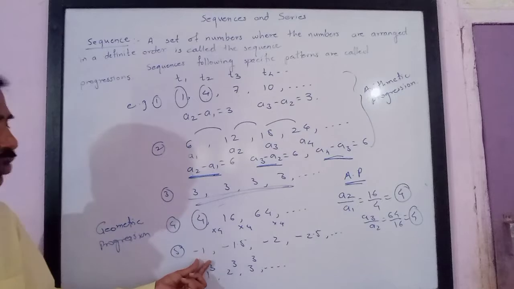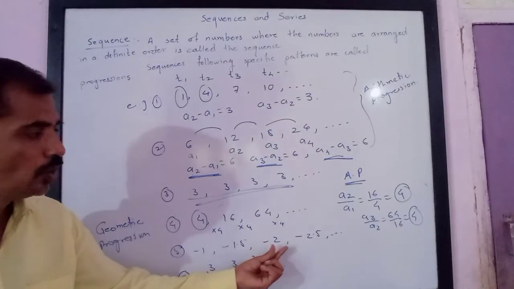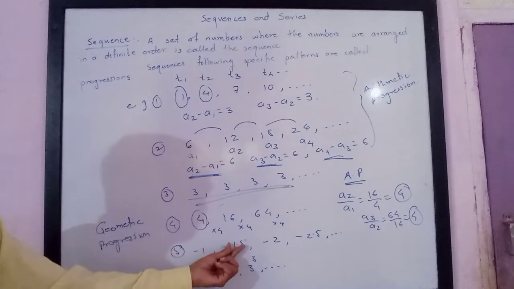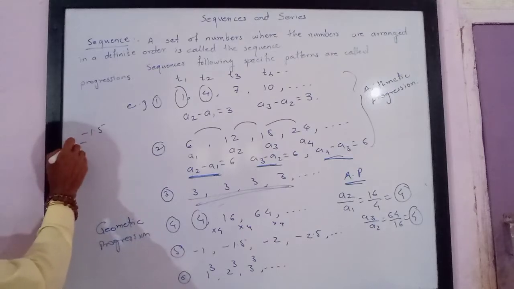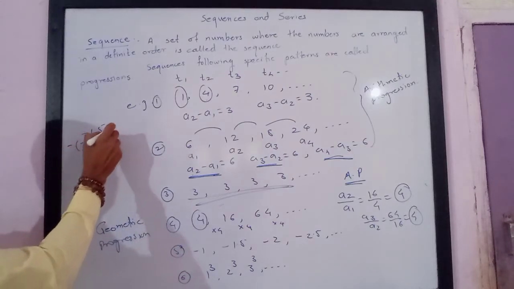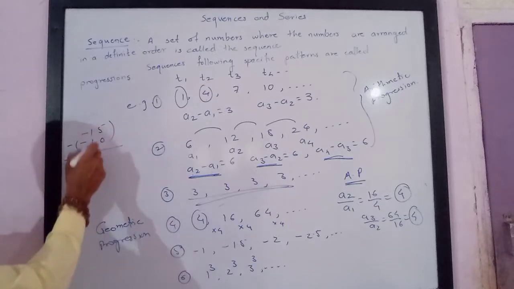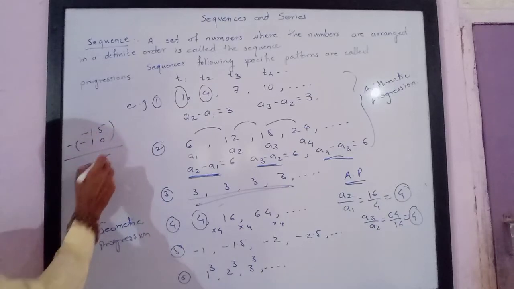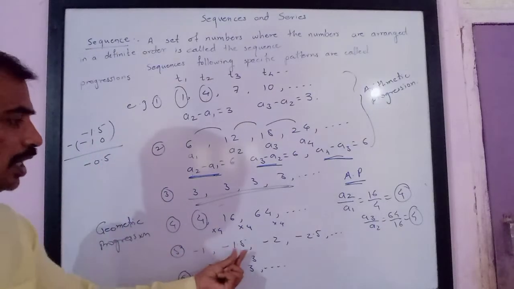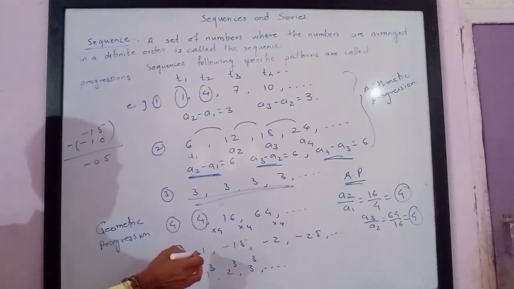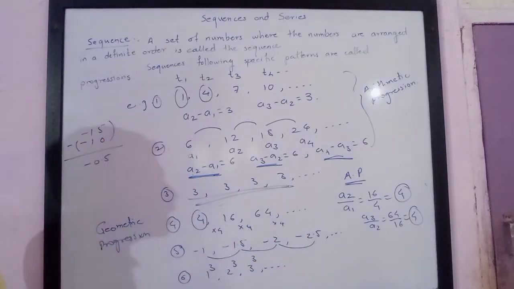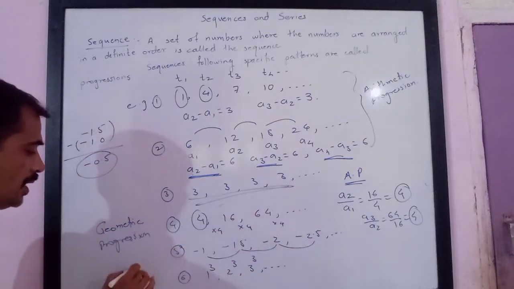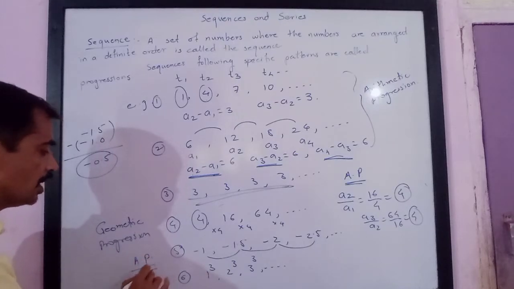Now see here, minus 1, minus 1.5, minus 2, minus 2.5. So let us try to subtract the consecutive terms. Minus 1.5, negative 1.5, minus 1. If you subtract this, you will get negative 0.5. So if you add negative 0.5 to this, we will get the same. You will note that the difference between the consecutive terms is the same, and this time it is negative 0.5. So the fifth sequence is also an arithmetic progression.